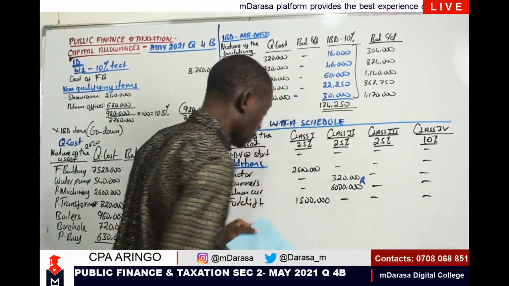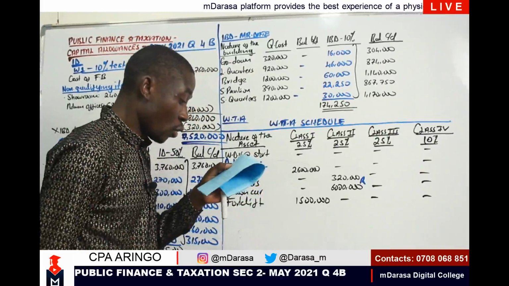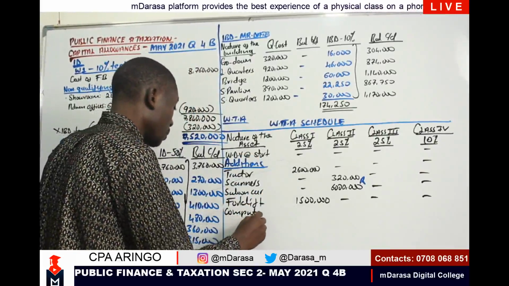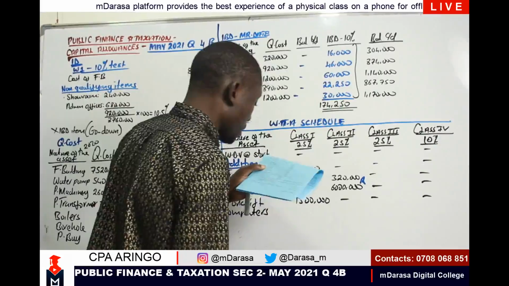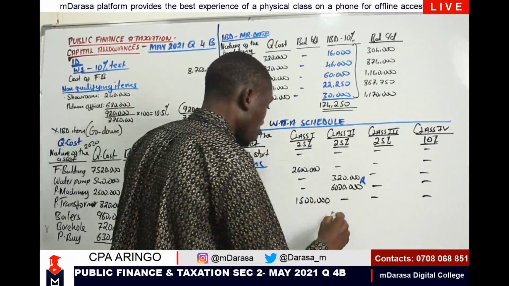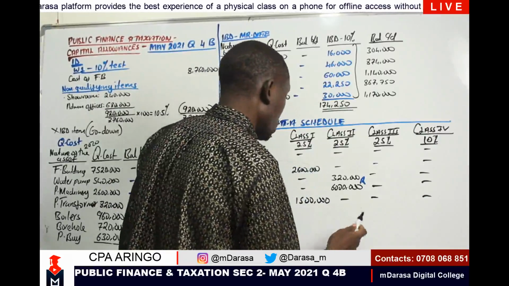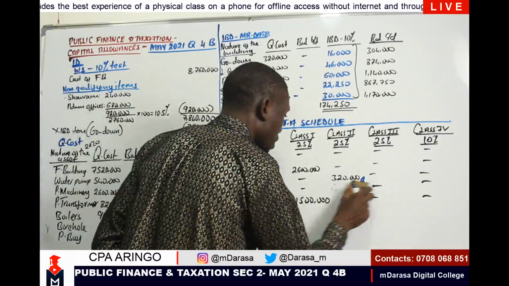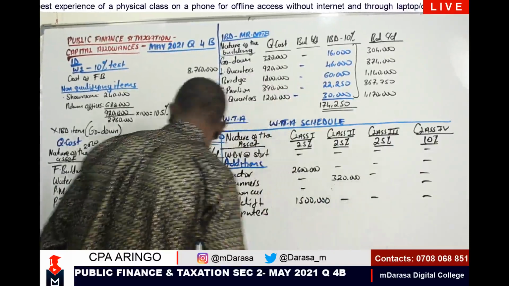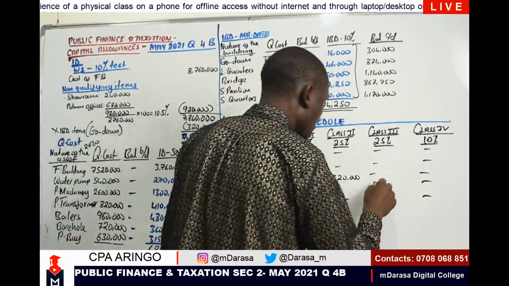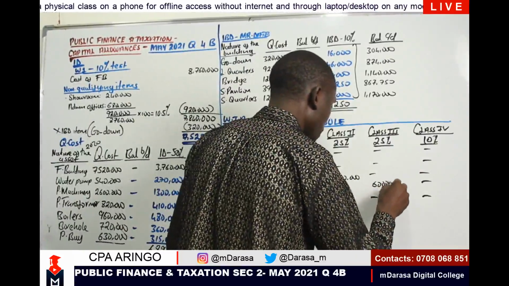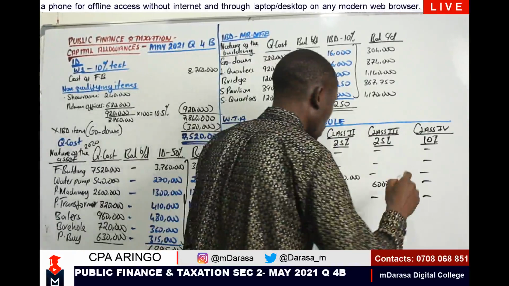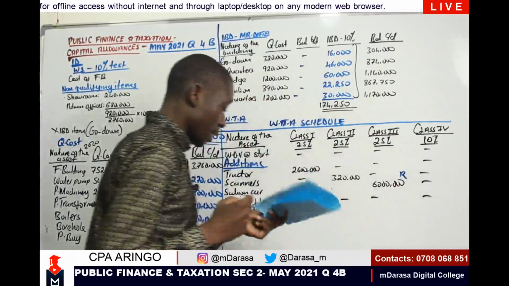1.5. We have computers. Initial computers, I was given a figure of 250,000, which you know very well is class 2. So the saloon car, I'm supposed to write it under class 3, not class 2, sorry. This is class 3, 6 million. 6 million, that is very suicidal. This is 6 million, right?